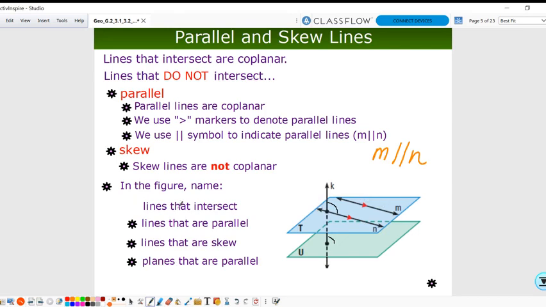So we have lines that intersect, line N and line K. We have lines that are parallel, M and N. We have lines that are skew, M and K. And we have parallel planes. Plane T is parallel to plane U, and you can see that with this marking there.